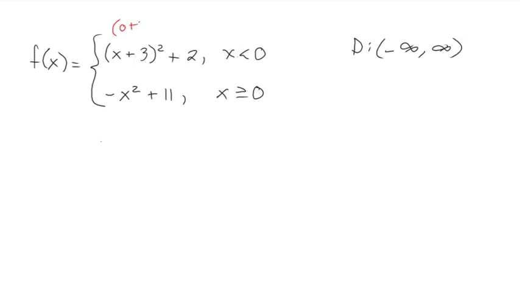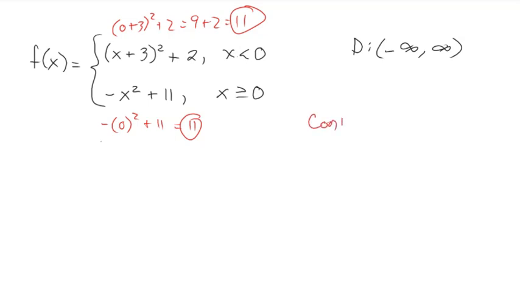So 0 plus 3 squared plus 2 is, well, 0 plus 3 is 3. 3 squared is 9. And 9 plus 2 is 11. So that's our number, 11. Here we're going to plug 0 in. Negative 0 squared plus 11. Well, 0 squared is 0. Negative 0 is 0, plus 11 is 11. And sure enough, we got an 11 here and an 11 here. They do match up. And since the domain is negative infinity to positive infinity, f of x is continuous.